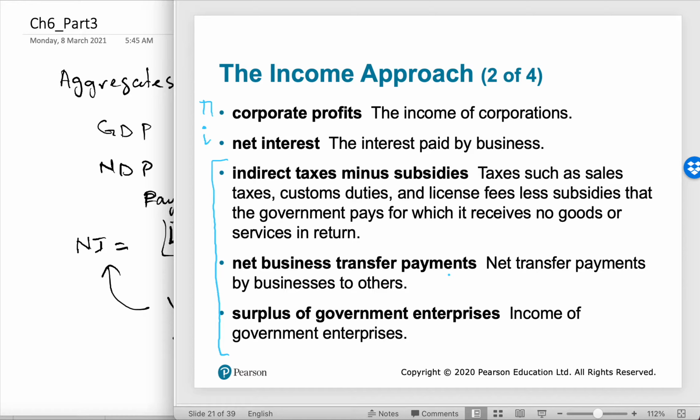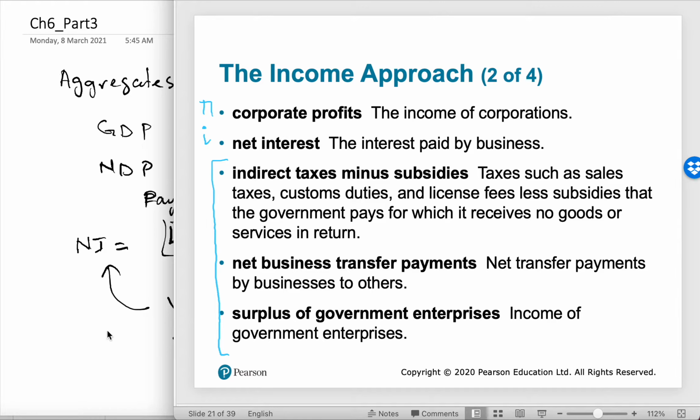Transfer payments is basically somebody paying another person, or the government paying the pensioners although they're not working. Although they are not working, this is called transfer payments. So net transfer payments by the business to others, this is especially by the businesses. Where do the transfer payments of the government go? In the income tax, it becomes negative income tax.